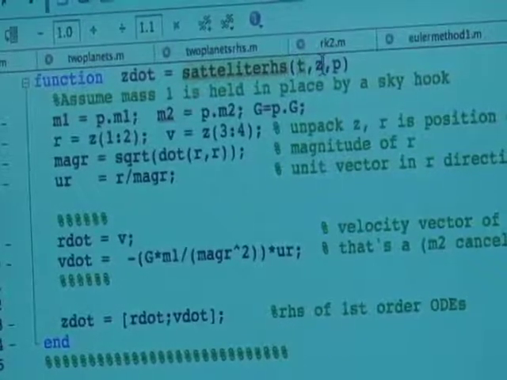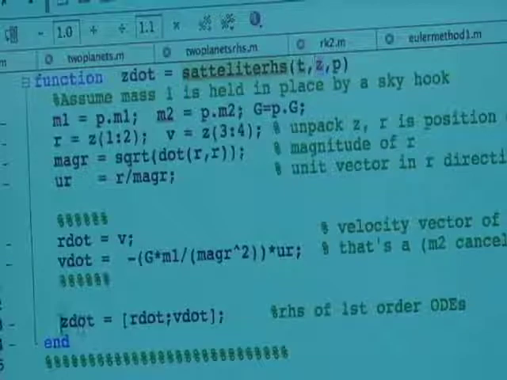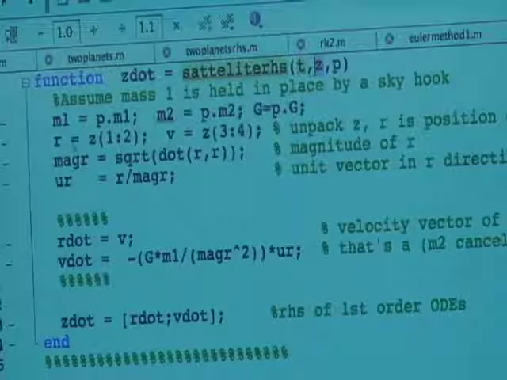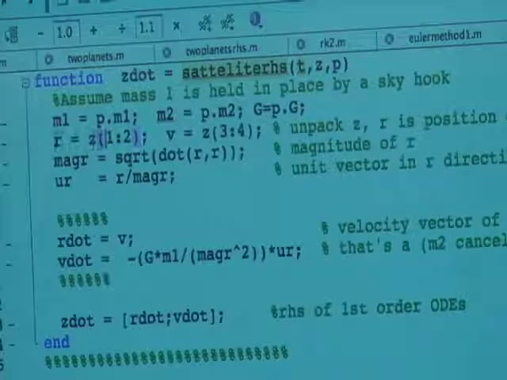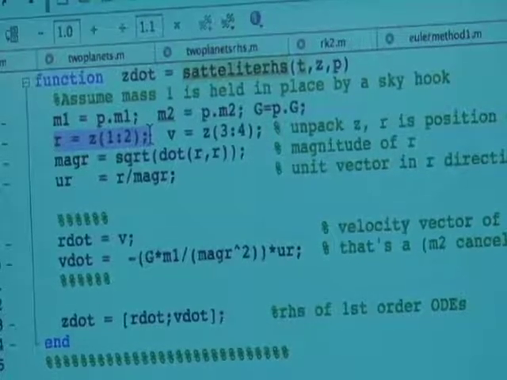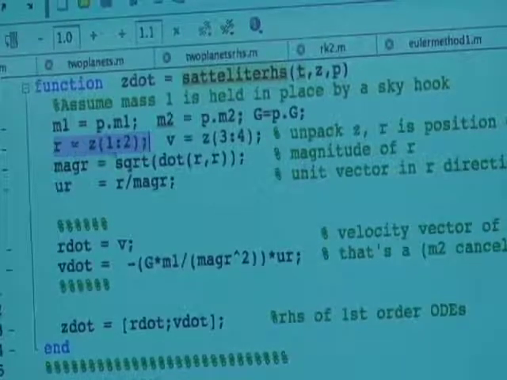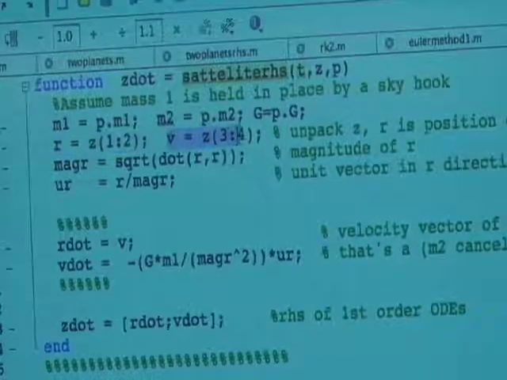So comes in a long list of numbers, and comes out the rate of change of that long list of numbers. But we think of those numbers as having meaning, so the next part of the code is just unpacking those numbers to give them meaning. For example, the first two numbers are the position, x and y components. So here's how we have two numbers hidden in one vector in MATLAB. And the second two numbers are the velocities of that mass.